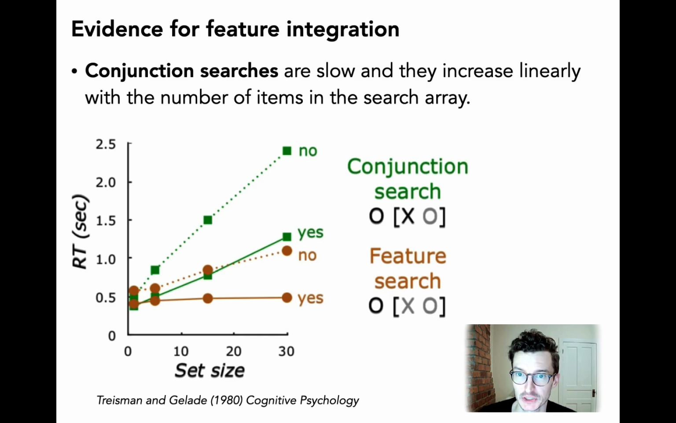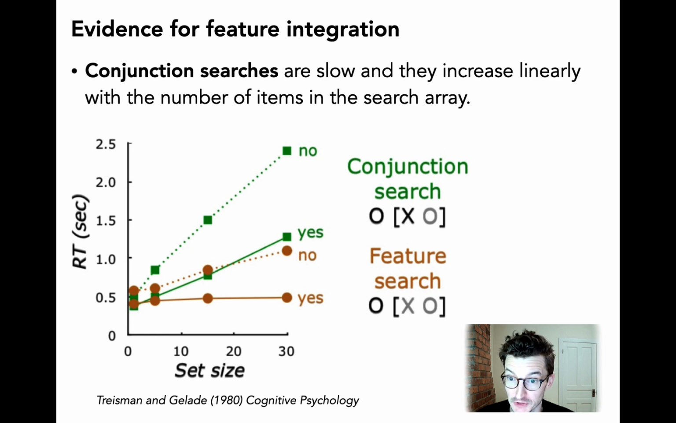And so what we know is that conjunction searches are just very slow. And the larger the set size, so the more objects that you have to scan, we can see that in this image here, the longer it takes you to find the target object that you're interested in. On the other hand, for feature searches, it doesn't matter how big the set size is. If the object you're looking for differs from the set by a single feature, it just sort of pops out at you, and it's really easy to spot.